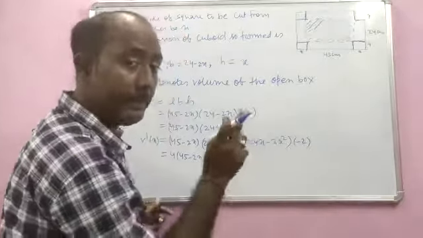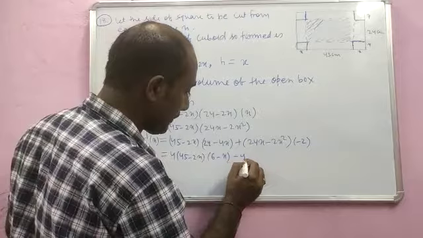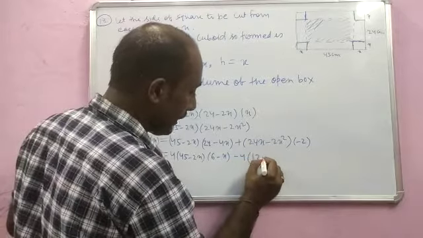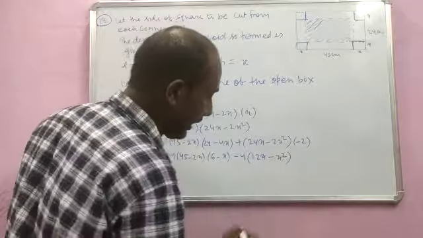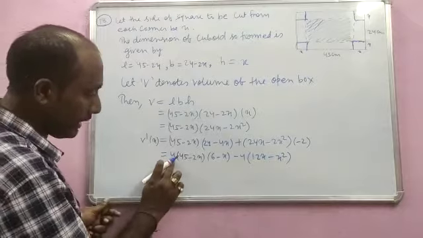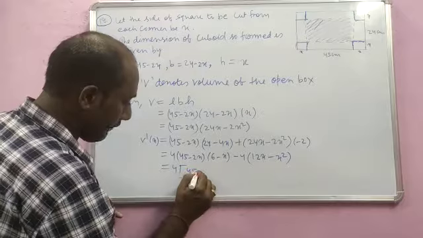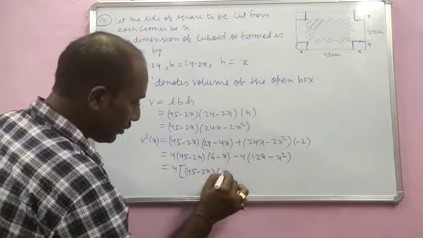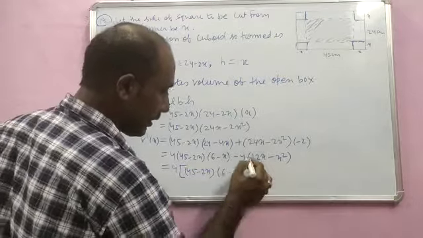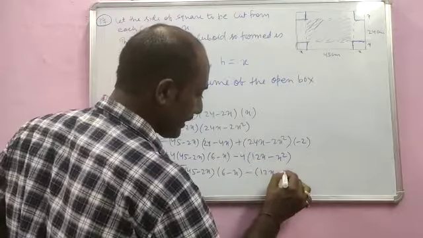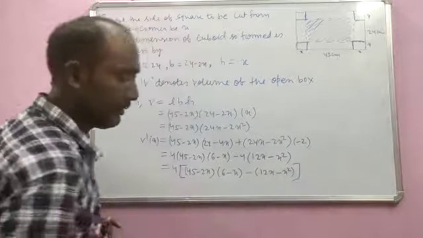So 2 into 2 will become 4, and this is having a minus sign. So minus 4. And when you take 2 common, it will become 12x minus x square. Now you can see that you can take 4 common between these two. So 4 is taken common. What is left? (45 minus 2x) into (6 minus x) is left. Minus, and you have taken 4 common, so it is (12x minus x square).